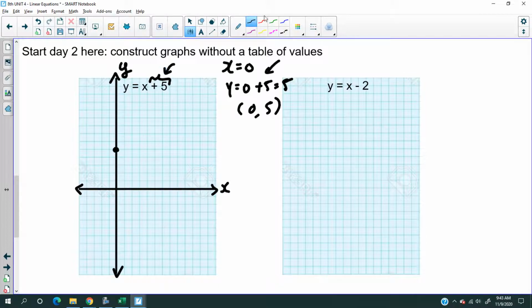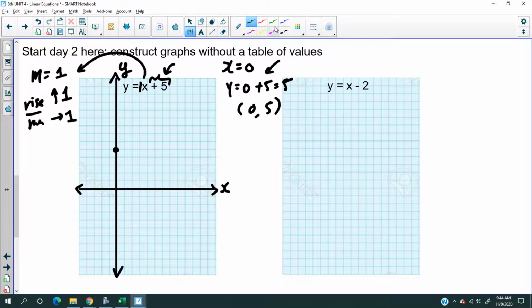Now, here's the slightly trickier part, and you have to really listen and watch very closely. What's the slope here? It's just x, so it's 1, that invisible 1. So the slope is 1, meaning the rise: we go up 1, and the run: we go to the right 1.